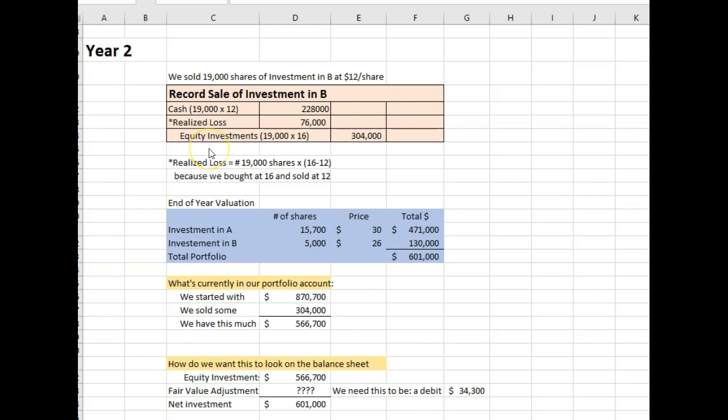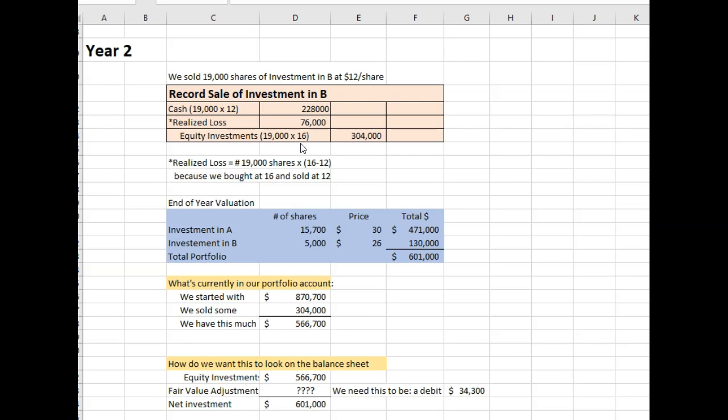Now we have to show that that portion of the equity investment is gone. We sold 19,000 shares, and the original cost was $16 per share. So we're going to credit that investment account, thereby reducing the investment account. And then the realized loss in this case is the difference between the two.